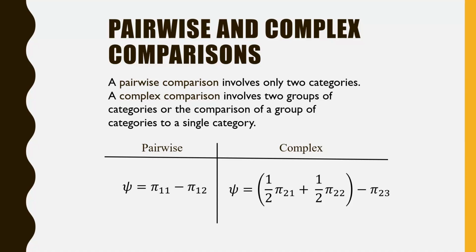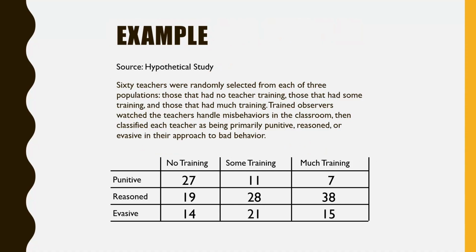Why might we want to do that? Think about our teacher example. Perhaps we want to compare those who had any amount of training to those who did not. In that case, we would combine some and much training and contrast it with no training. So there are logical reasons for wanting to do complex instead of pairwise comparisons, even though pairwise comparisons remain the most popular type of comparison for obvious reasons, because you're drilling down as specifically as you can in order to look at contrasts among pairs.